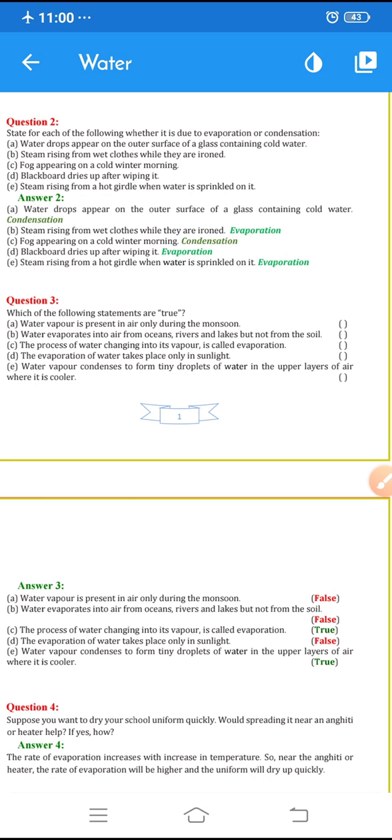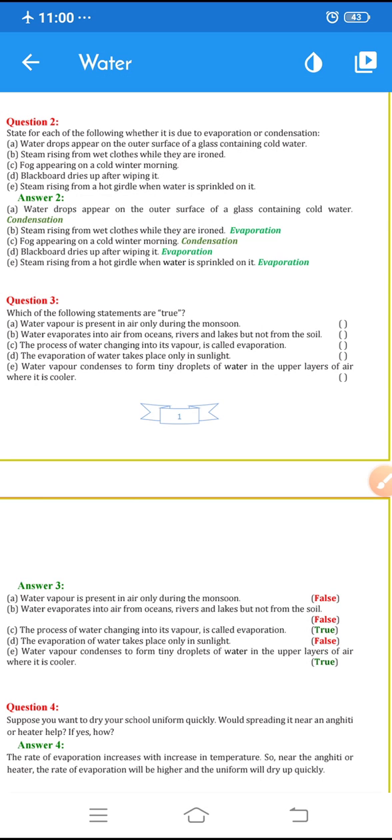Third one, fog appearing on a cold winter morning. Nowadays you can see it is the winter season. In the winter season, if you look in the morning, nothing can be seen from a distance. You will see only the fog. So why does this fog appear?